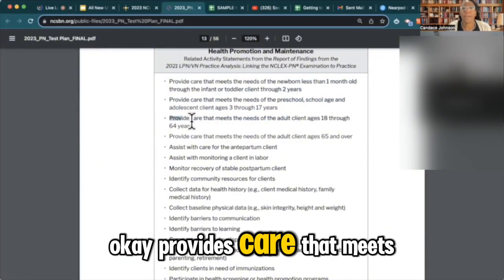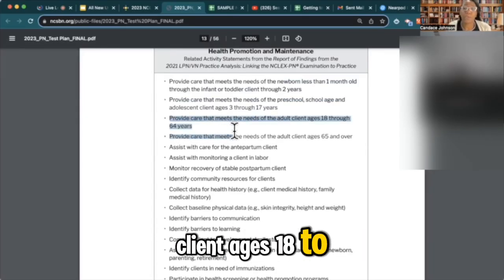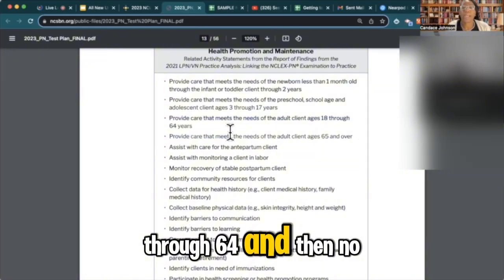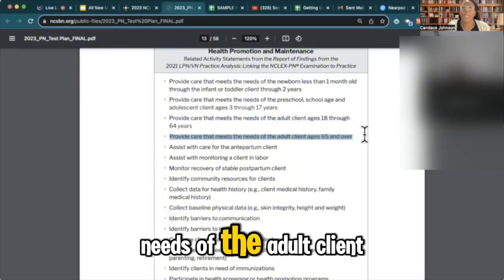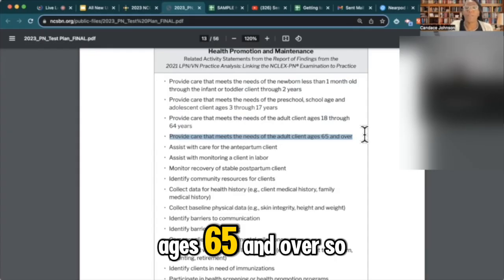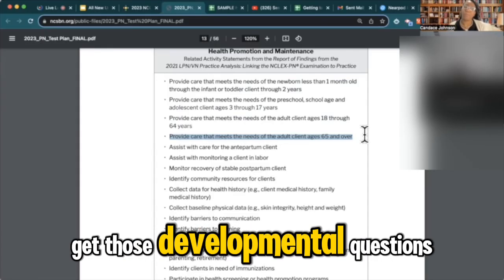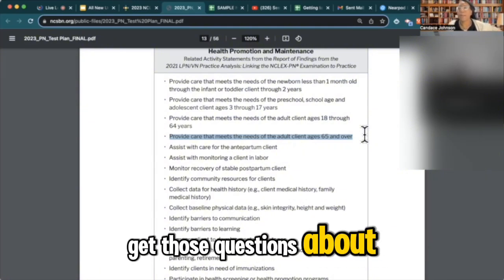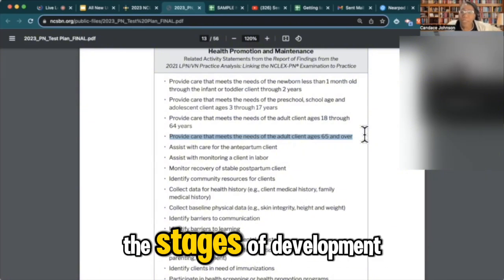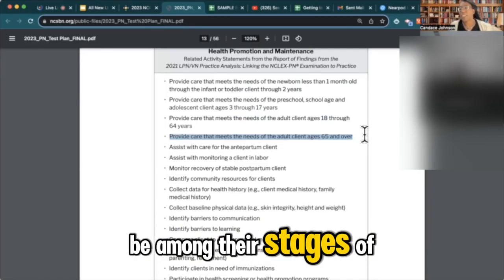Okay, provides care that meets the needs of an adult client ages 18 through 64. And then, no surprise here, provide care that meets the needs of the adult client ages 65 and over. So what is this telling you? This is where you're going to get those developmental questions. These are where you're going to get those questions about the stages of development and where that person might be among their stages of development.